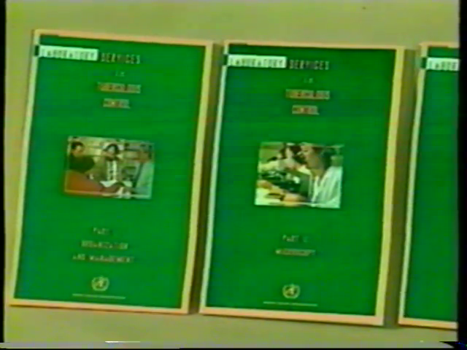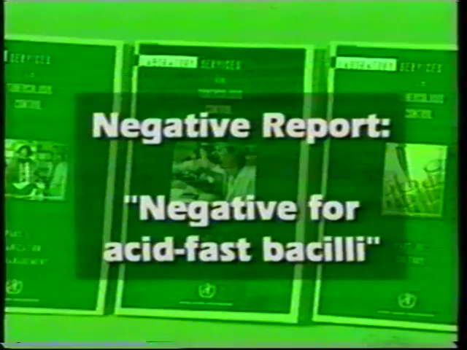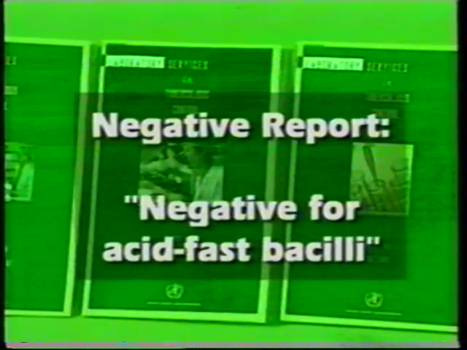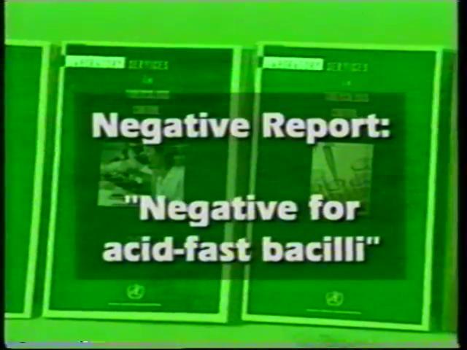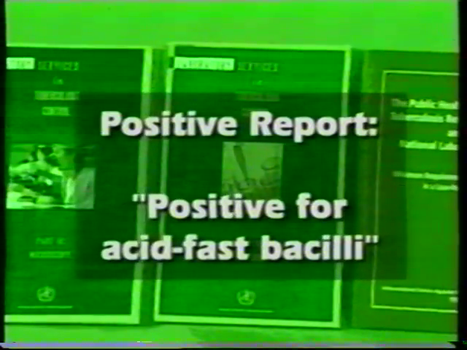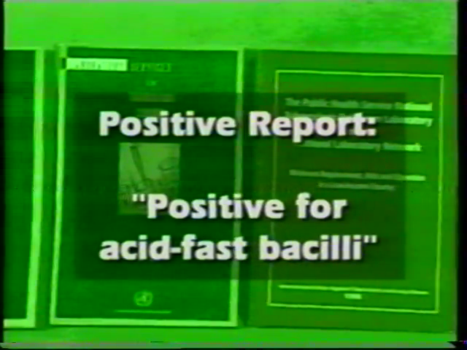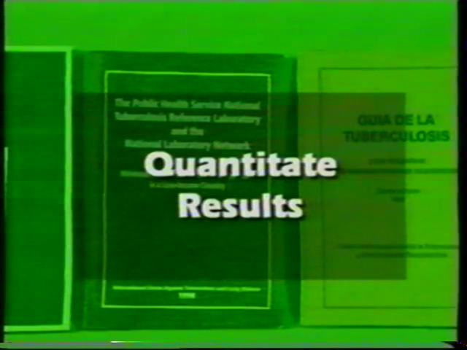The WHO and IUA-TLD recommended method for reporting results is as follows. Negative, report: negative for acid-fast bacilli, where no organisms have been observed in 100 fields. Positive, report: positive for acid-fast bacilli. Provide AFB quantitation. The number of AFB found is an indication of the degree of infectivity as well as severity of disease. Results must be quantitative.